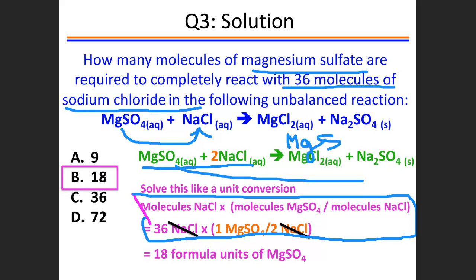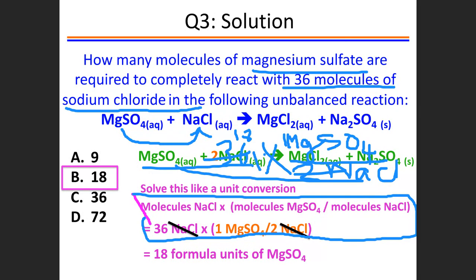Magnesium sulfate, yeah, that was what I was talking about, that we should learn this one first. And the sodium chloride, the ratio 1:2. So now we have 36 molecules of sodium chloride. So we just have to multiply with this. So 2 times, 18 times. And this is also sodium chloride, so the sodium chloride cancels out, and you will have the answer.